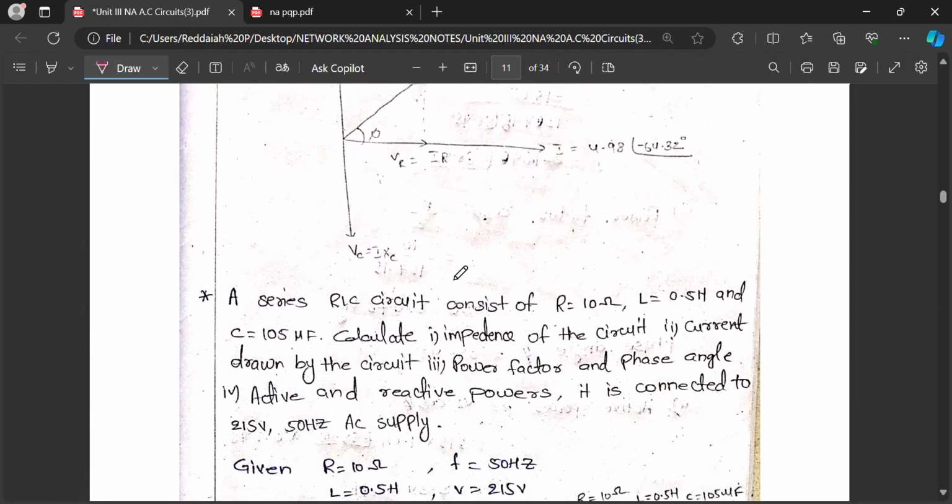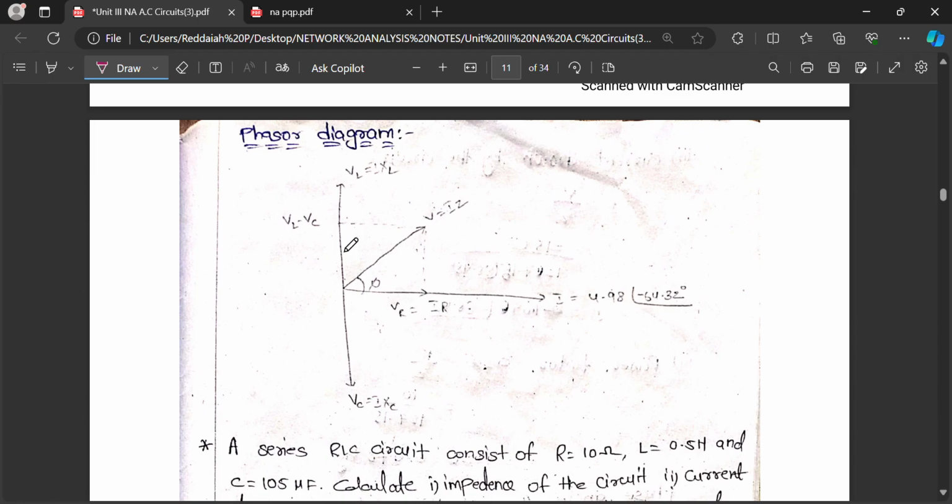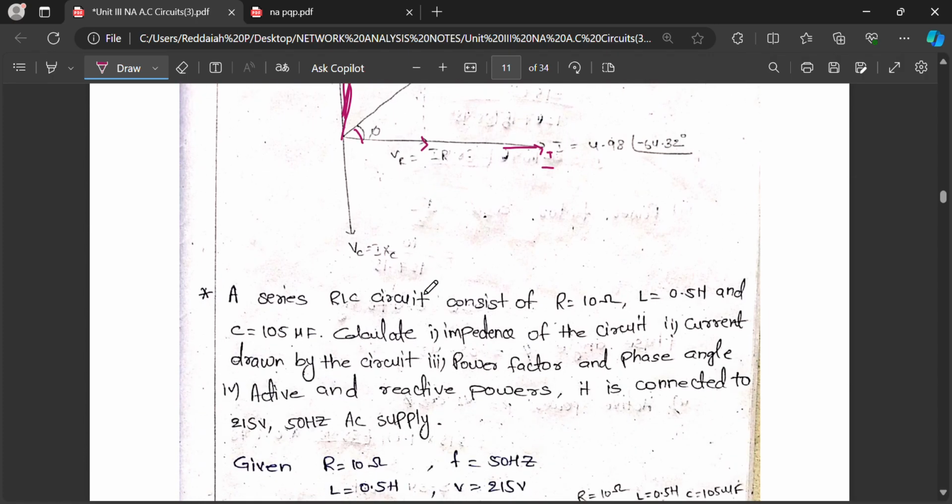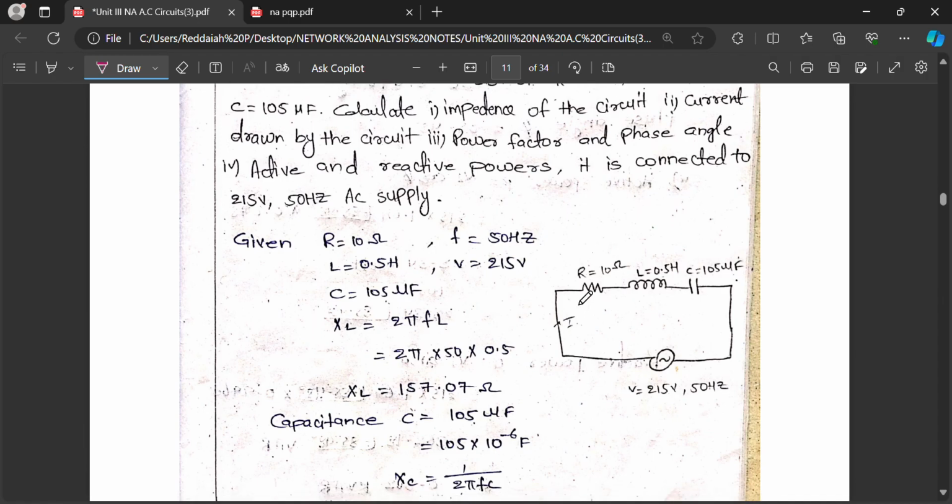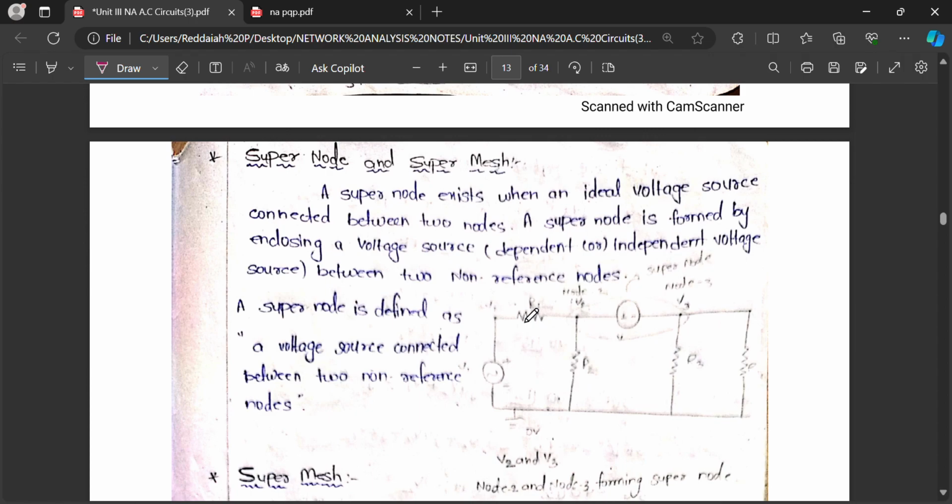Similarly, we can calculate and draw the phasor diagram. For the phasor diagram, you have to remember first that current is taken as the reference. Then V equals IR. Next, VL minus VC. This angle is theta. VC equals IXC, VL equals IXL. If you move this point to this side, VL minus VC gives V equals IZ. Similarly, you can solve another problem and draw the phasor diagram for the same problem.